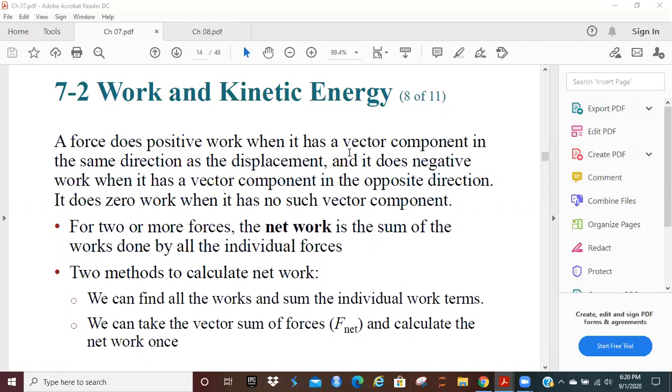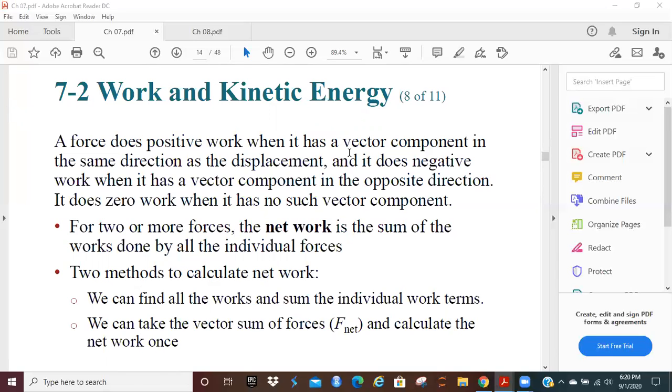A force does positive work, in other words, it's going to add energy to an object, when it has a vector component in the same direction as the displacement. And it does negative work when the vector component is in the opposite direction. If it doesn't have a component in either that direction or the opposite direction, it's considered to do no work.